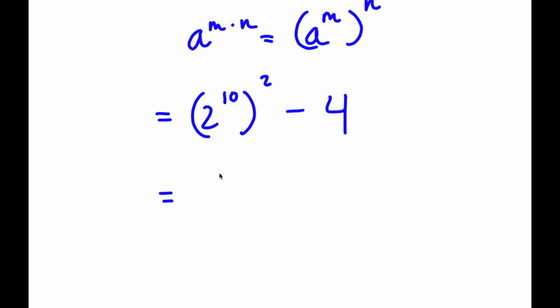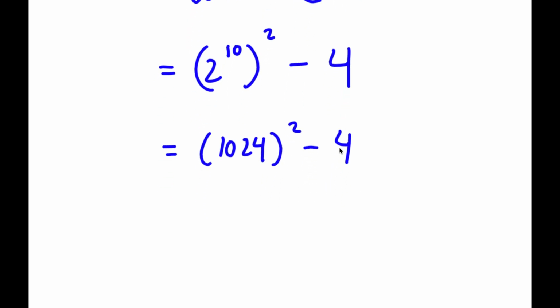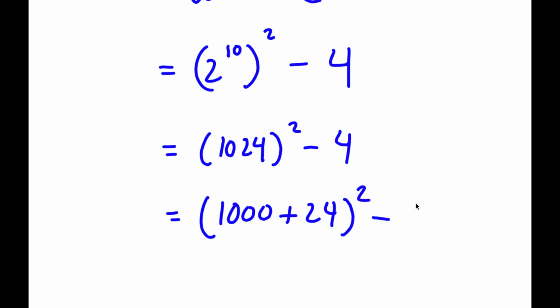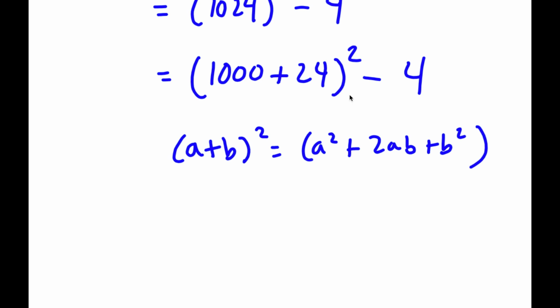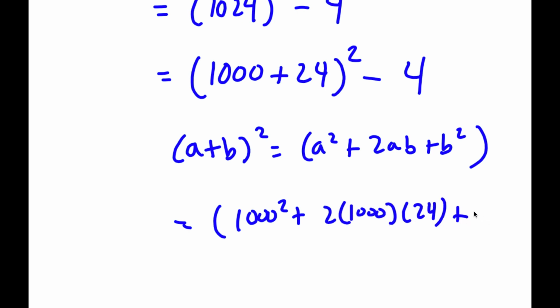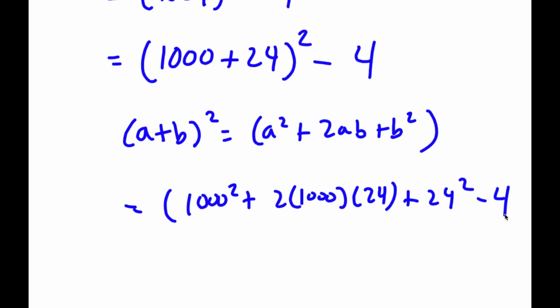Now 2 to the power of 10, that's the same thing as 1024. So now I have 1024 to the power of 2 minus 4. And 1024 I can rewrite as 1000 plus 24. So now I have 1000 plus 24 squared. Now I have this minus 4. Now if I have something in the form a plus b squared, this is equal to a squared plus 2ab plus b squared. So 1000 plus 24 squared, that's going to equal 1000 squared plus 2 times 1000 times 24 plus 24 squared. Now I have this minus 4.